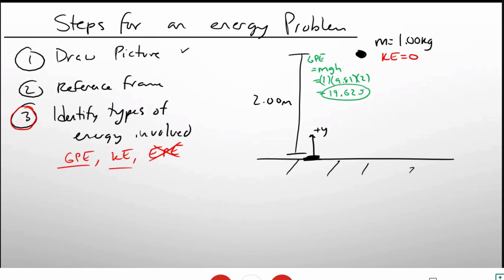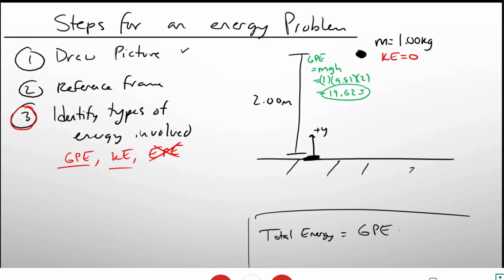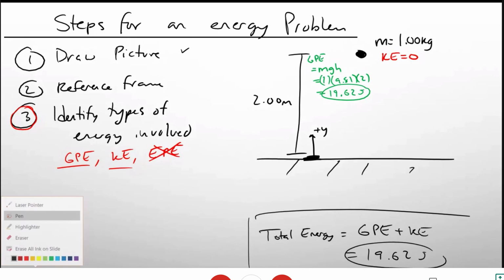To find total energy, this is a little aside, total energy is just the sum of all energies that you have. So for this question, it would be gravitational plus kinetic. So the total energy for anywhere in this problem is 19.62 joules. Now, you're going to solve for what they ask you for.